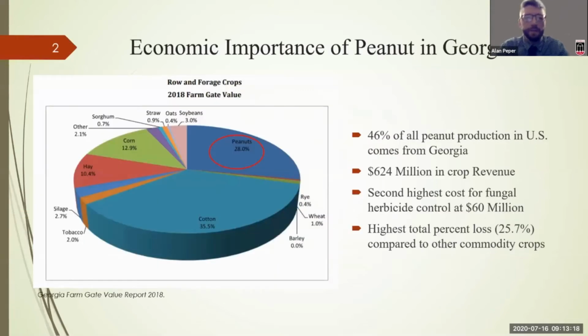So first off, peanut is very economically important to the state of Georgia, which produces 46% of all peanut production, with 624 million in crop revenue. However, it has the second highest cost for fungal herbicide control at 60 million and has one of the highest total percent losses compared to other commodity crops.